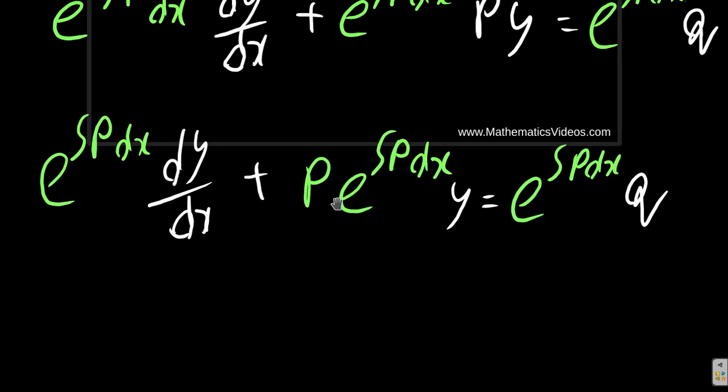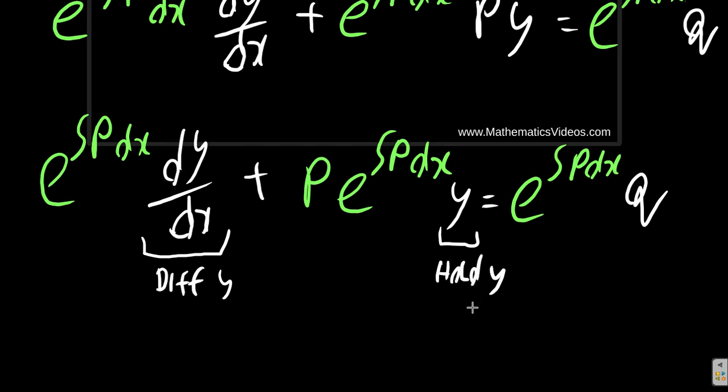Now let's look at this. What's happening here? Now you notice over here you have dy by dx, and you notice here you have y. So what you did was you differentiate y, but what you did over here is that you keep y, you hold y as it is.